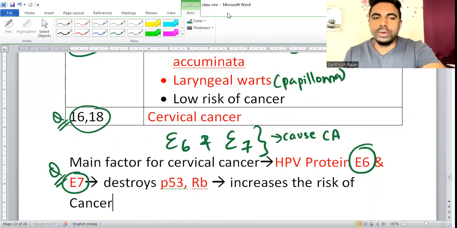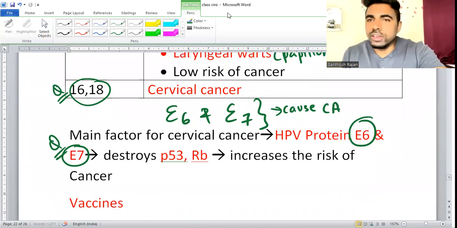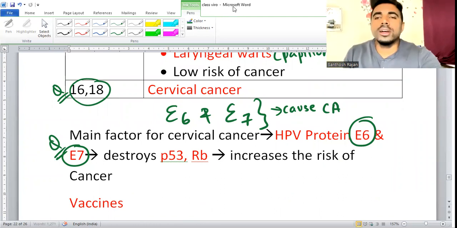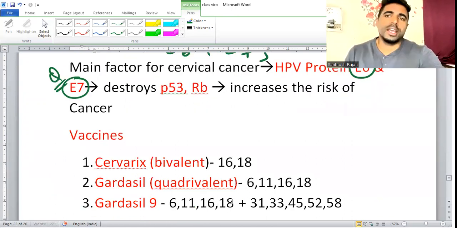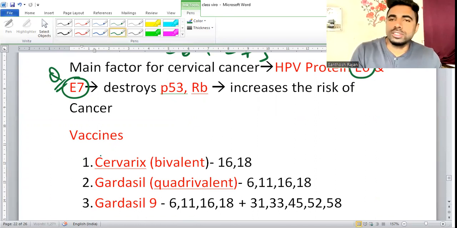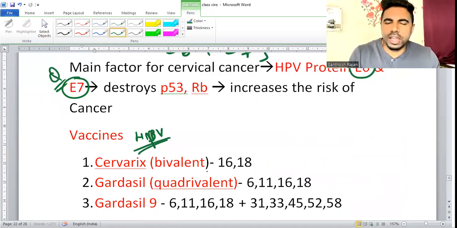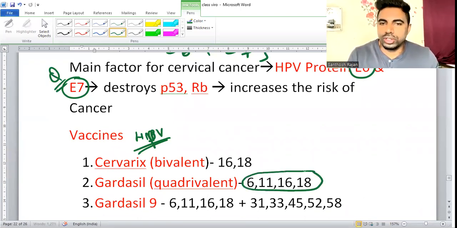Okay, right. Now next, vaccines. There are usually only two. You remember this, bivalent and quadrivalent. Bivalent is Cervarix and quadrivalent is Gardasil. So that's also a question, they can ask about HPV vaccines. Cervarix is bivalent, only for 16 and 18. Gardasil came after that, quadrivalent. It covers 6, 11, 16, 18, all the important ones.